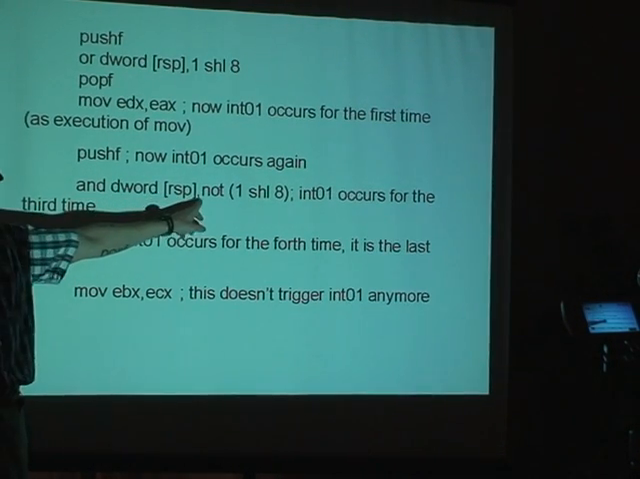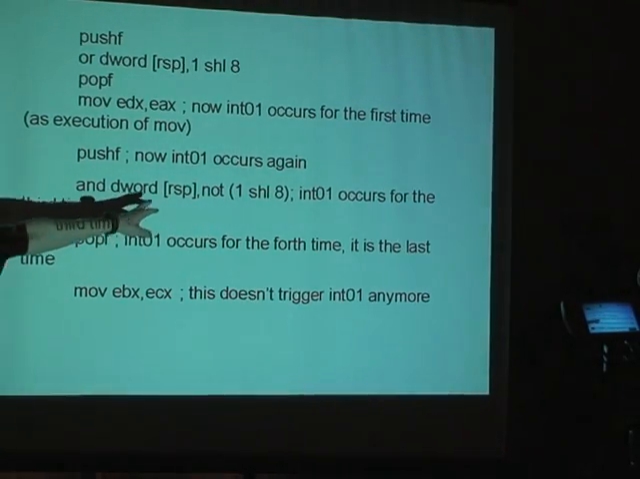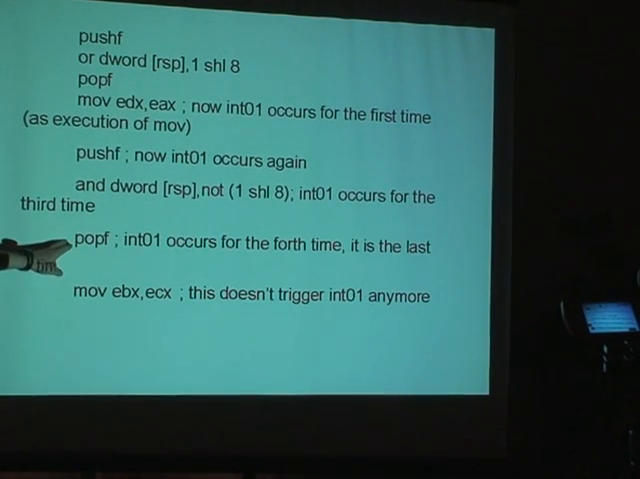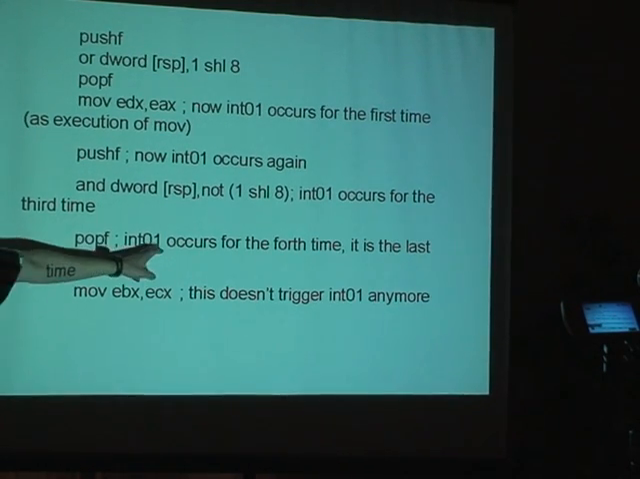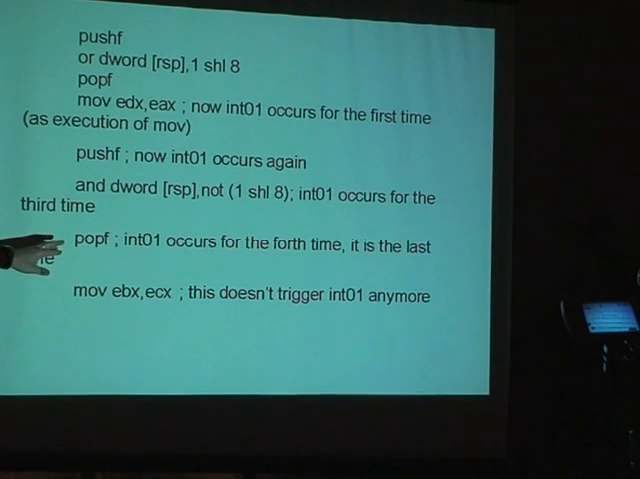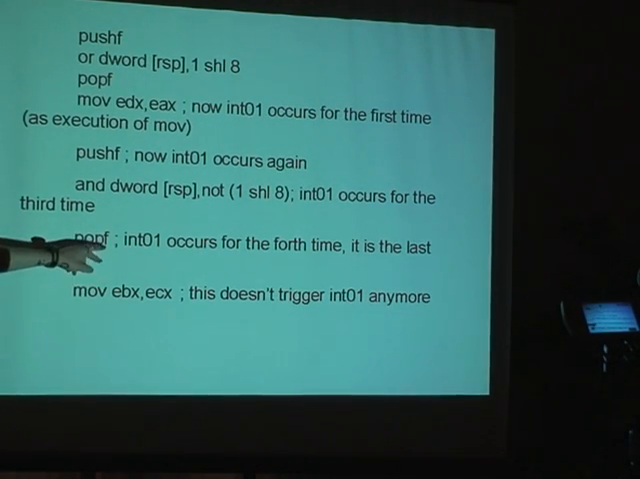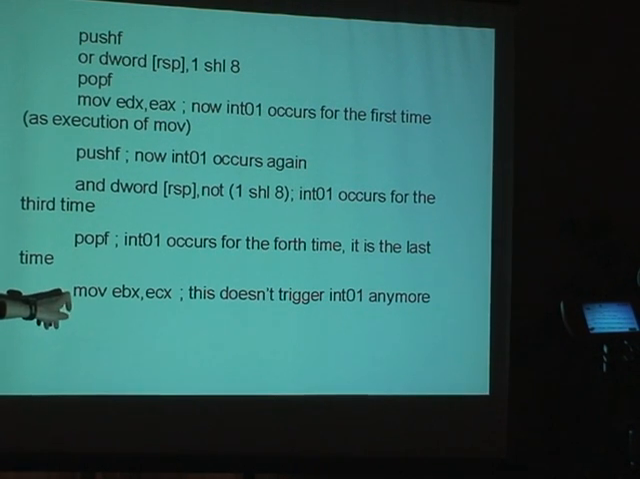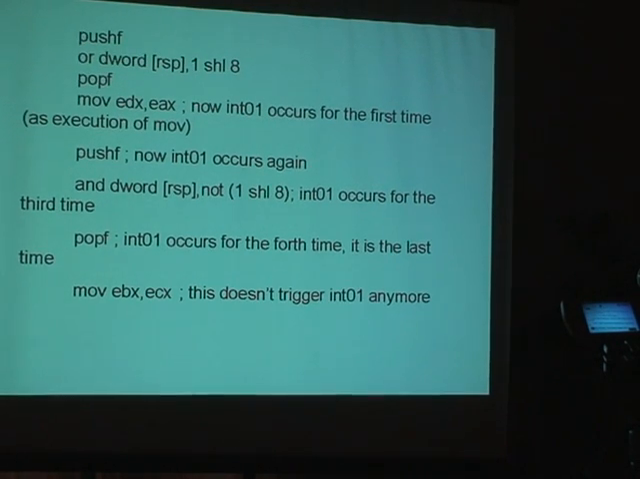But we prepared in the stack the image of the flag register with the trap flag disabled. And after executing this instruction, interrupt 1 occurs again. But it is the last time, because after popping the flags from the stack, the trap flag is cleared. So we return from interrupt 1 here. And now this instruction doesn't trigger interrupt 1 anymore. Now we execute instructions without triggering interrupt 1.